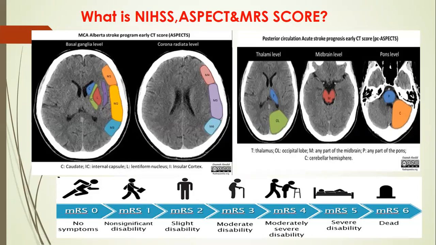So whenever you receive the patient in emergency, see the CT, mention the infarct, and calculate the ASPECT score. The normal score is 10. The lower the score, the more severe the stroke.